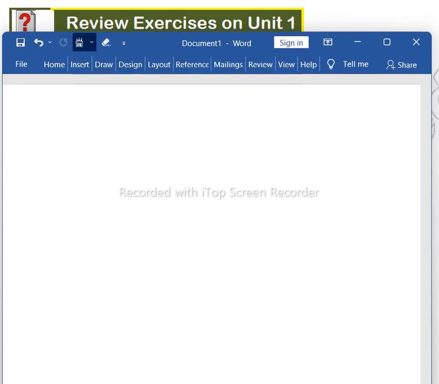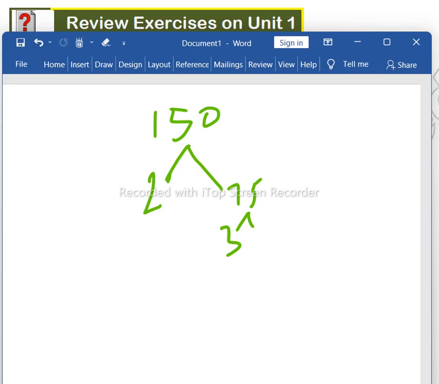Let us see question A. The given number is 150. The first prime number is 2. When we divide 150 by 2, we get 75. 75 is not divisible by 2, so we try the next prime number, which is 3. Let us divide by 3. 75 divided by 3 is 25. 25 is not divisible by 3.